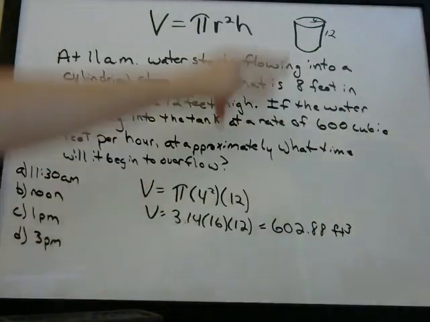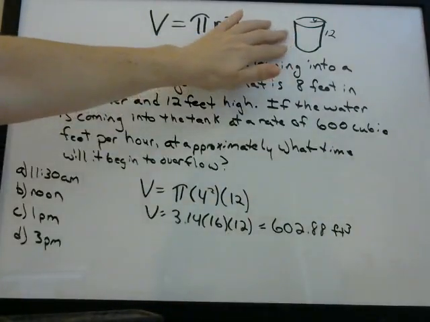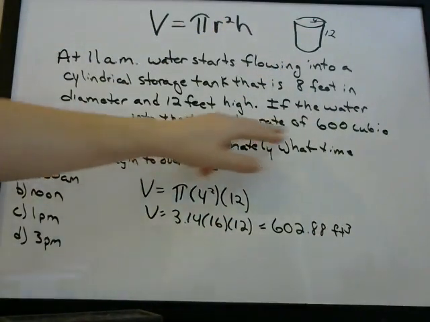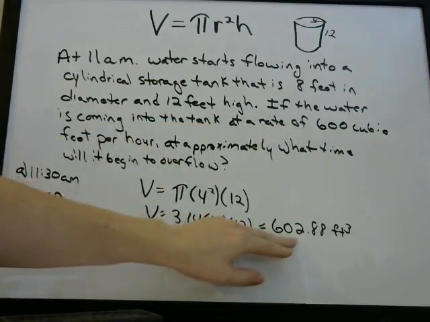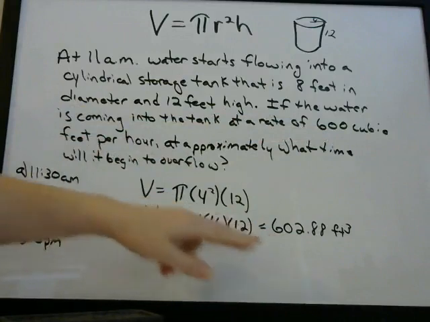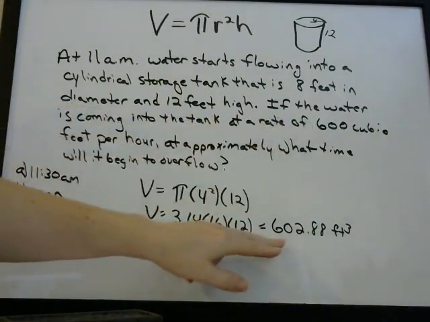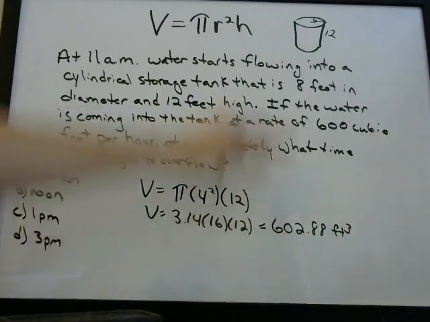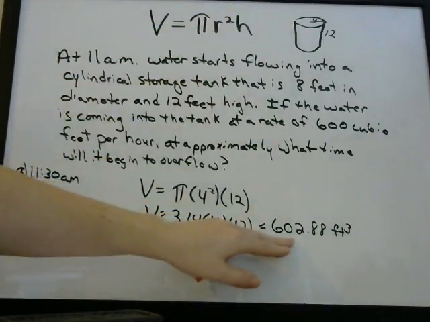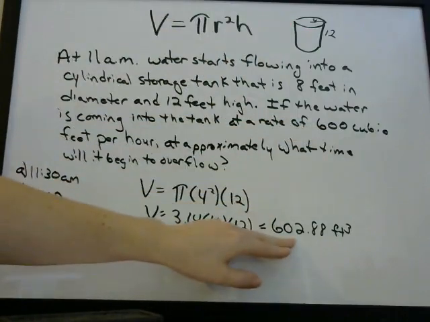So that's the volume of this storage tank. That's how much it can hold. So if water's coming in at the rate of 600 cubic feet per hour, and it can hold 602 cubic feet, so after 1 hour, it's going to be full. If it's coming in at 600 cubic feet and it can only hold 602 cubic feet, I mean, it will be almost full, I should say. So after 1 hour, it's going to be almost full because it's coming in at 600 cubic feet per hour and it can only hold 602 cubic feet.